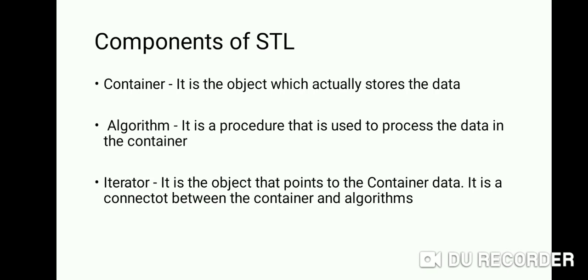Inside the STL there are three different components. The first one is the container. A container is an object which usually stores the data. Second is the algorithm, which is a function or procedure that is used to process the data which is already stored inside the container. And the iterator is the connection between the container and the algorithm. So these are the three components used under the STL: container, algorithm, and iterator.